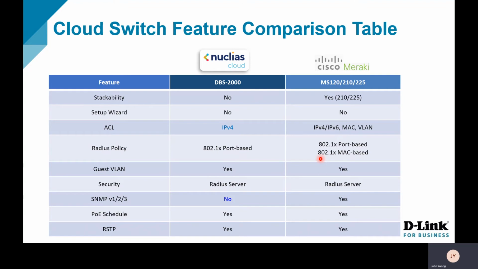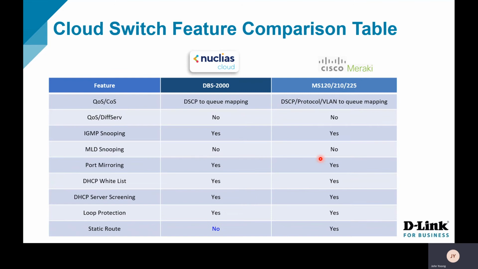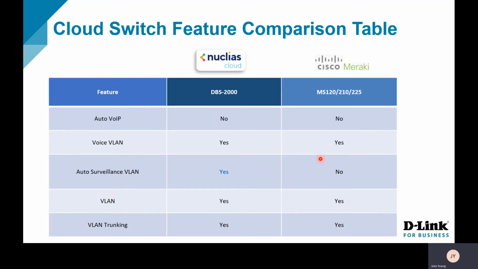We also have all the functions like the access control list, the RADIUS server, the RTSP, and the PoE schedule. All we do have. Then compared on QoS, same thing. We have all the QoS functions, the IGMP snooping, and the port mirroring for troubleshooting. Then we have the DHCP server screening and the loop protection. But the only thing is, because we are a layer 2 switch, we do not come with a static route. Remember, no static route.